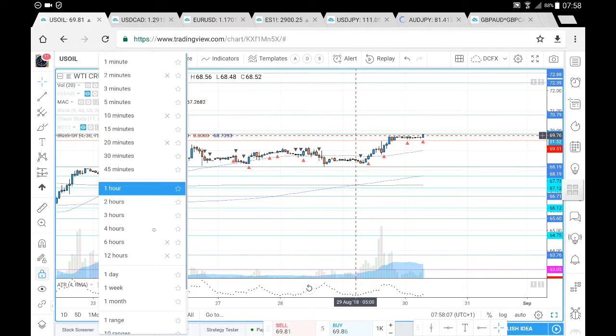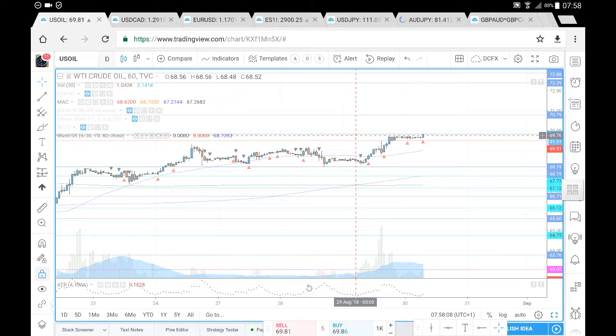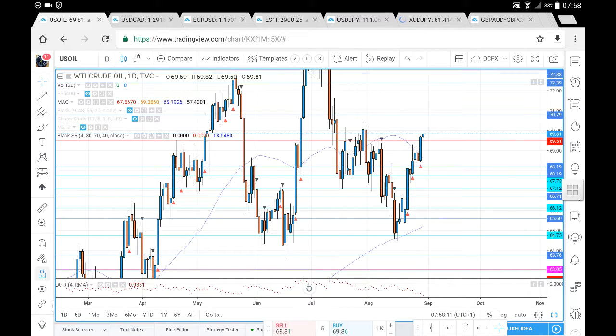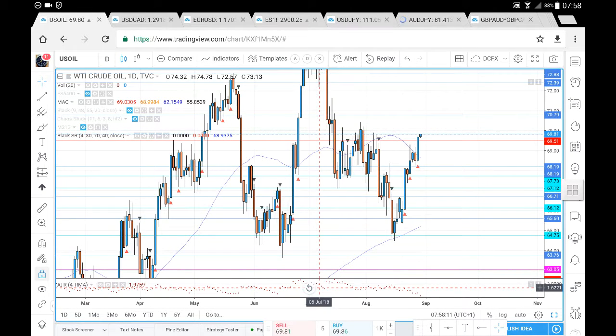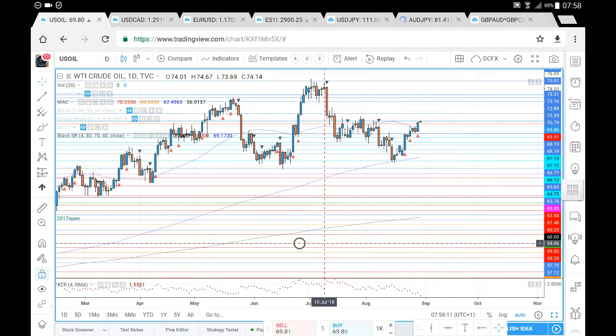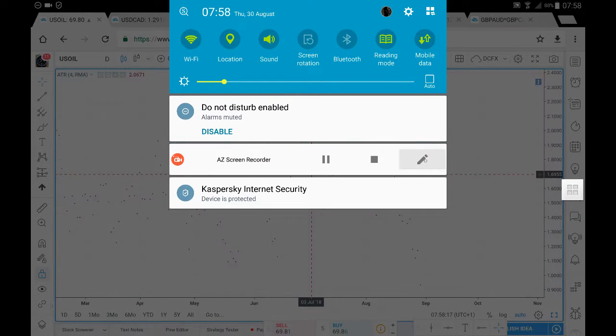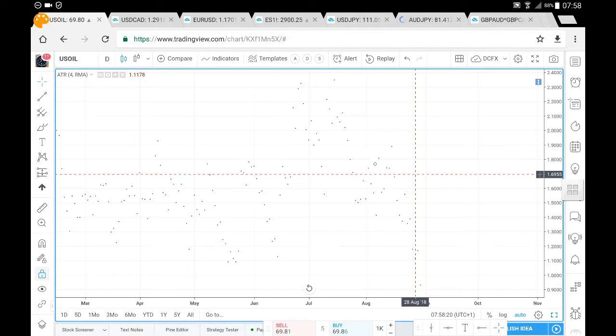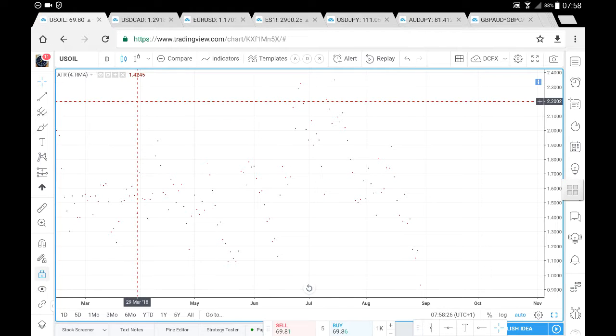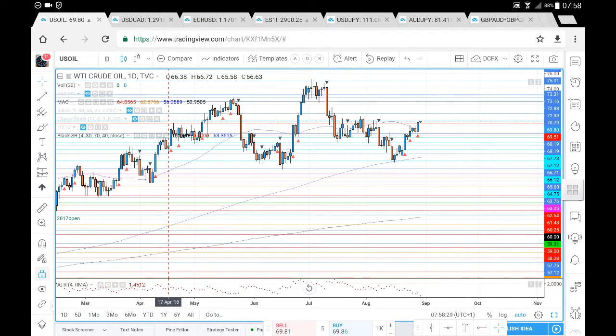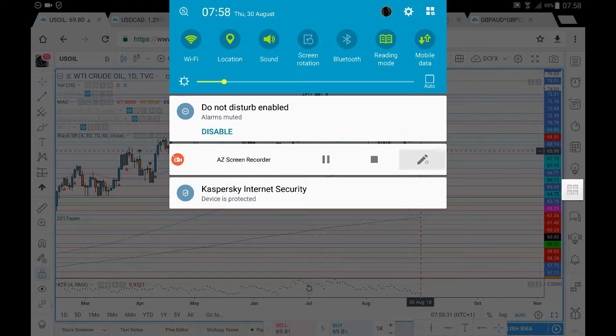What we'll do now is have a look here at the daily chart, see how prices are developing. So on this daily chart, let's get this right.